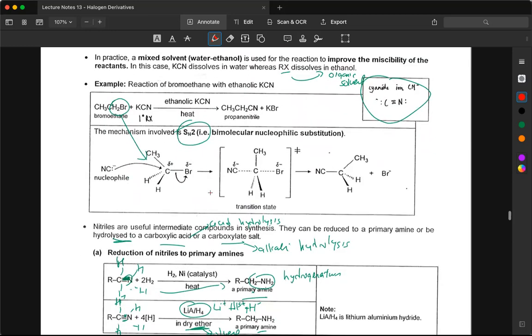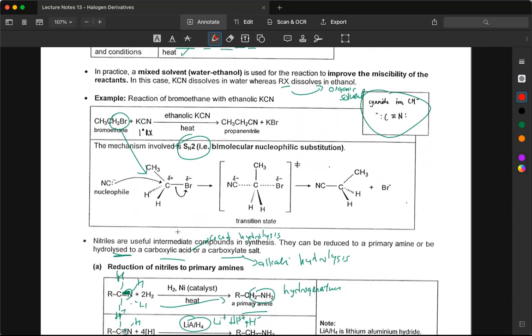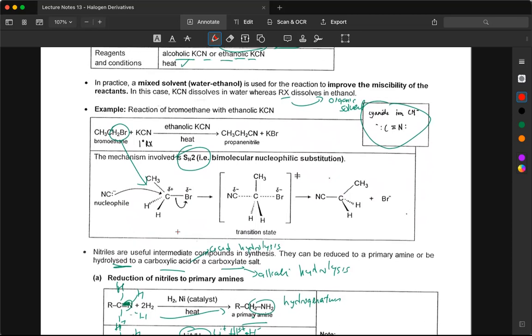Cyanide ions look like this. Okay. So cyanide is the nucleophile. We have the lone pair of electrons on the carbon that attacks the alpha carbon in the molecule. All right.